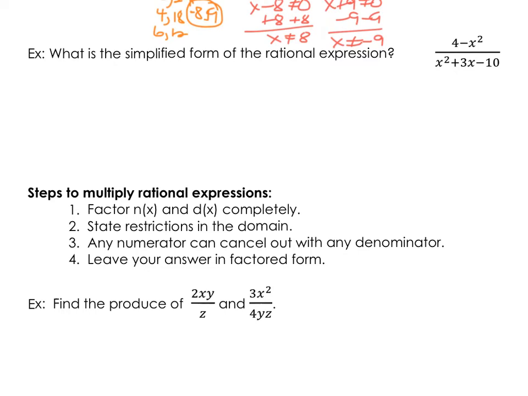Let's try another one. What is the simplified form of the rational expression 4 minus x squared over x squared plus 3x minus 10? All right, step 1, we're going to factor. Notice 4 is a perfect square and x squared is a perfect square. That would be the same as 2 squared minus x squared. And that would factor into 2 and 2, x and x. One's positive, one's negative, so minus and a plus. In the denominator, we have x squared plus 3x minus 10.